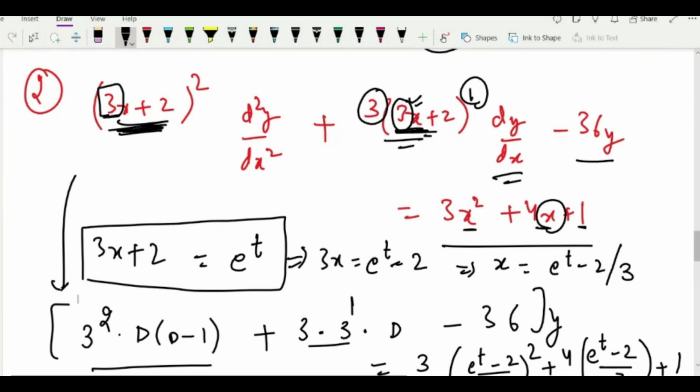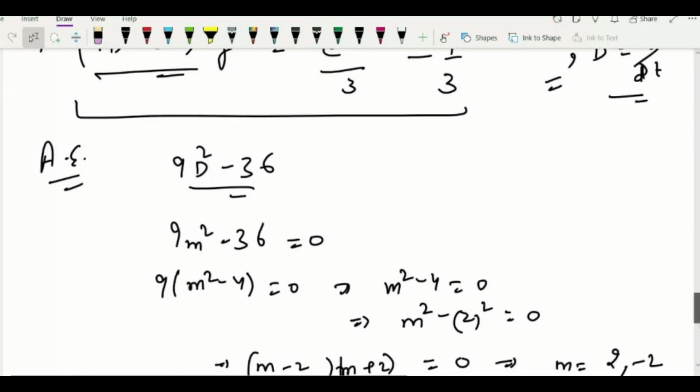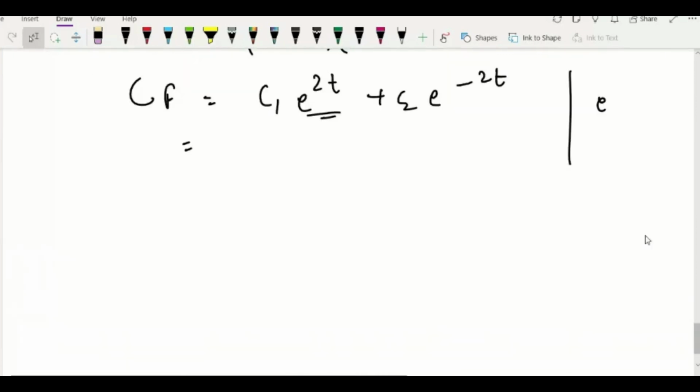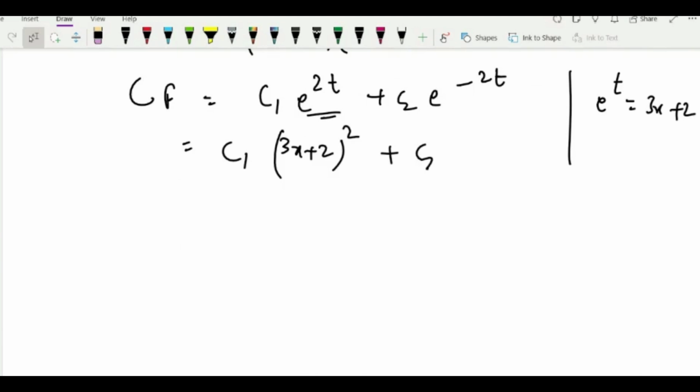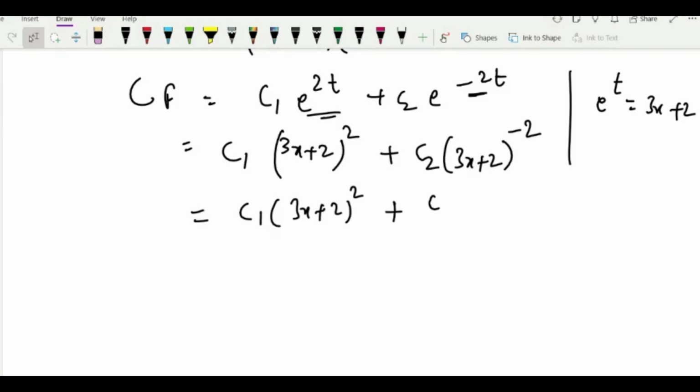So by this substitution, our equation will convert as follows. e raised to power t is equal to 3x plus 2. Put here 3x plus 2 whole square plus C2 times 3x plus 2 raised to power minus 2. Here the power is minus 2. So we get the CF as C1 (3x plus 2) whole square plus C2 upon (3x plus 2) whole square. This is our CF. Now the particular integral.